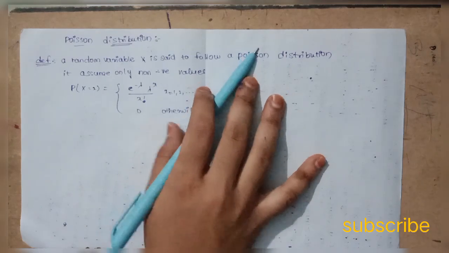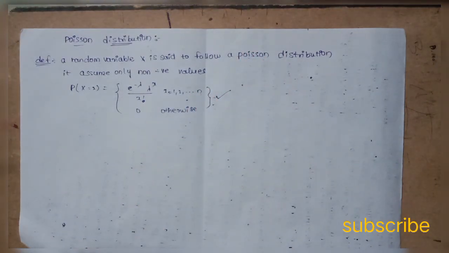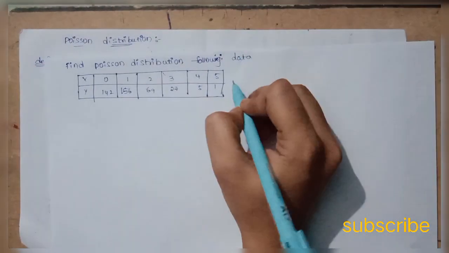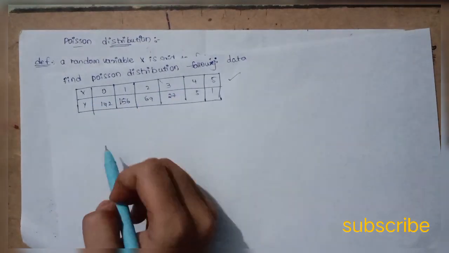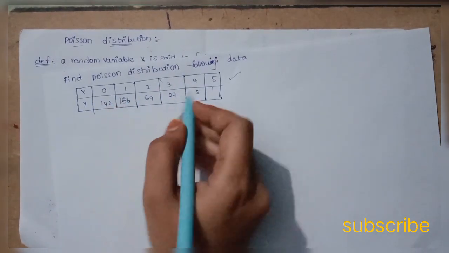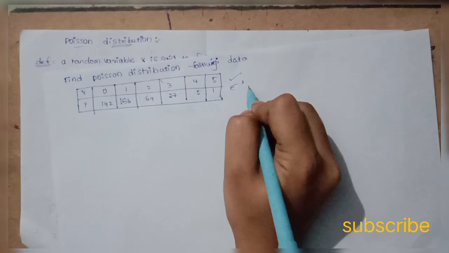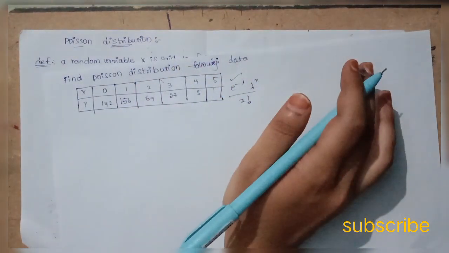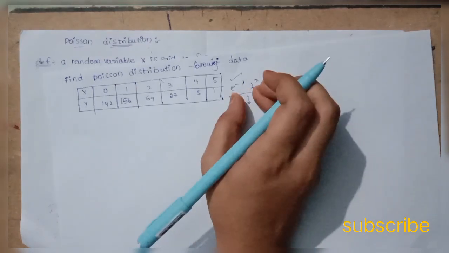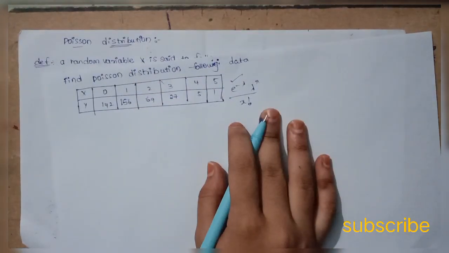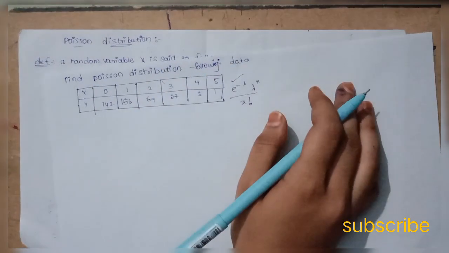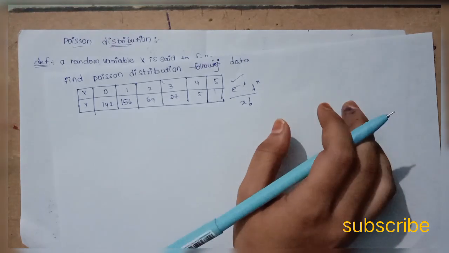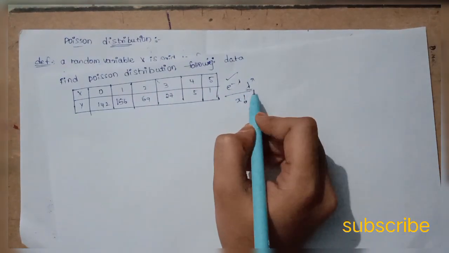Here we discuss the problem in tabular form. This is the form of the table. The question given is: find the Poisson distribution. We know the Poisson distribution formula is e to the power minus lambda, lambda power x by x factorial, similar to the binomial distribution, but here the formula is this and the binomial distribution has that formula. The process is similar with the mean, where in the binomial we find n, p, q, but here we only find the value of lambda.